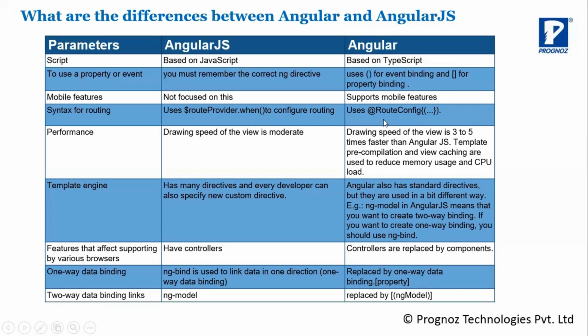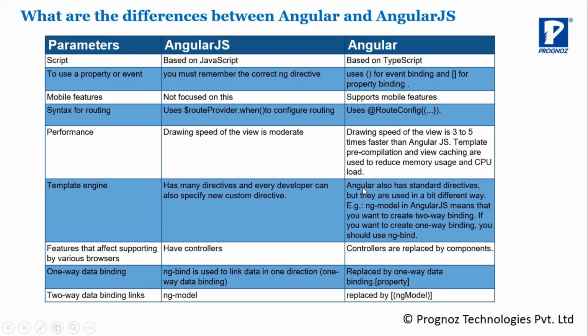But in Angular we have annotations or directives, and there is one called the route config that we have to use. Performance wise, AngularJS is middle, and Angular is better as compared to it. Template engine: here in AngularJS we use many directives.